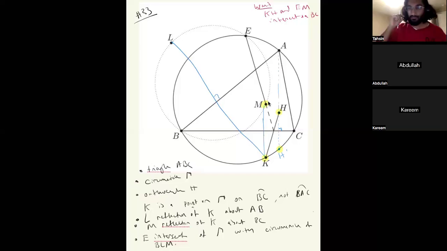So any ideas? Or another alternate approach. Looking at this picture, is there anything you think might be true? Some kind of interesting observation that might be true.